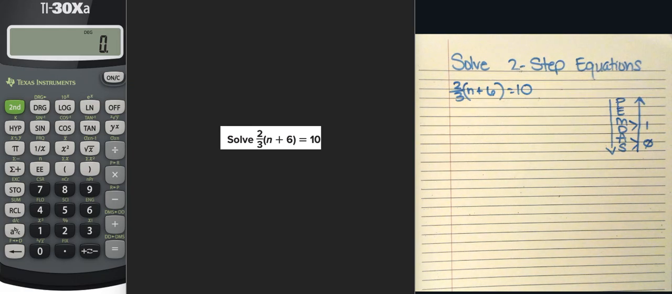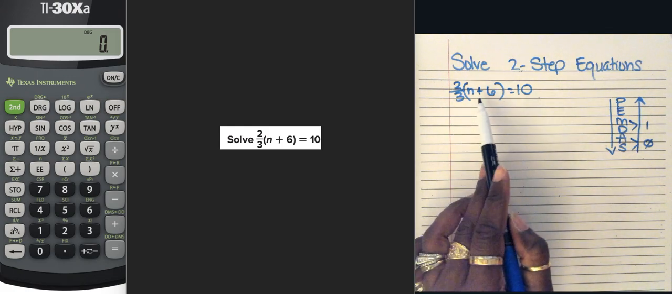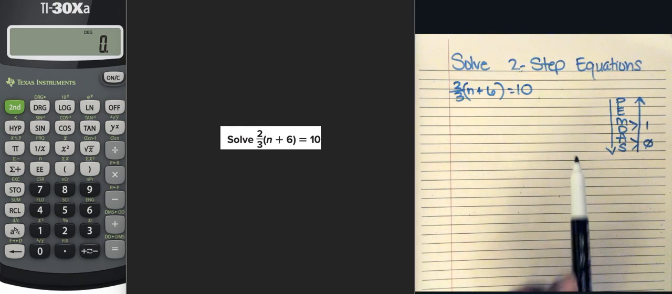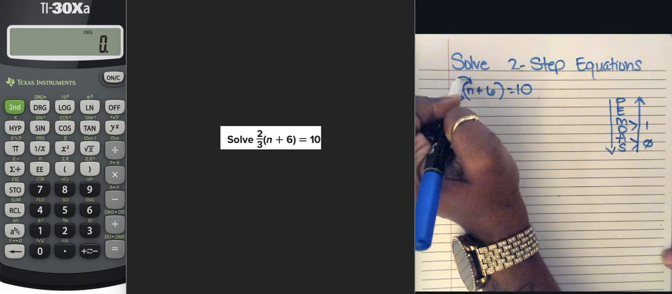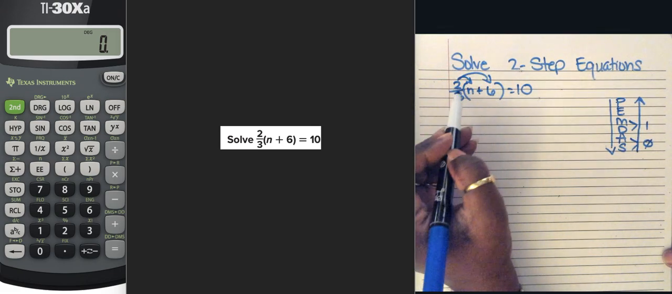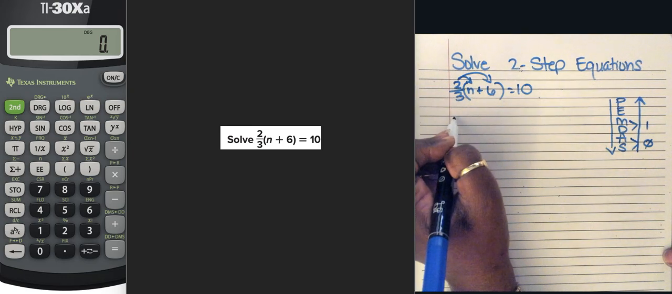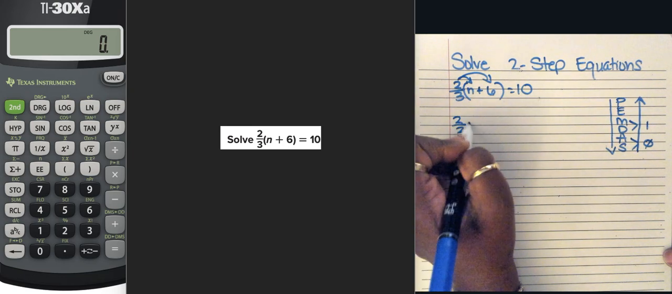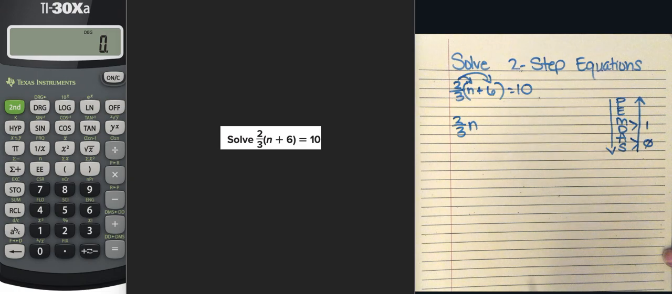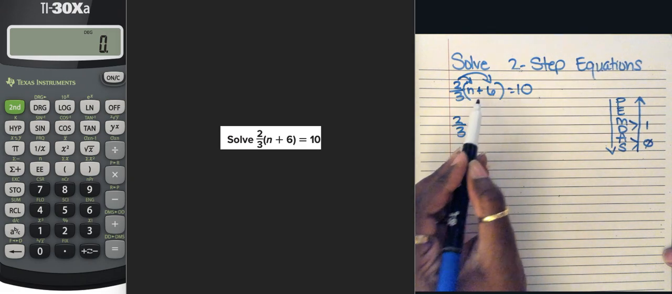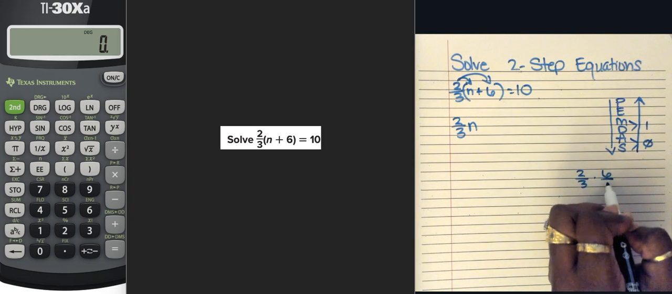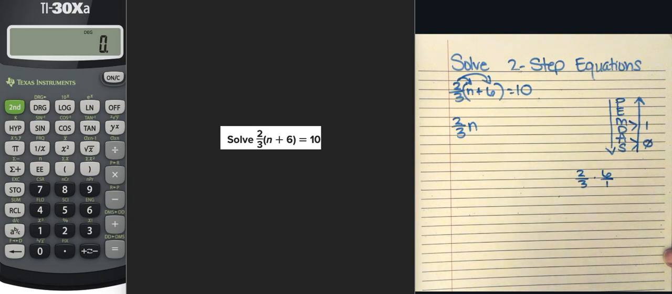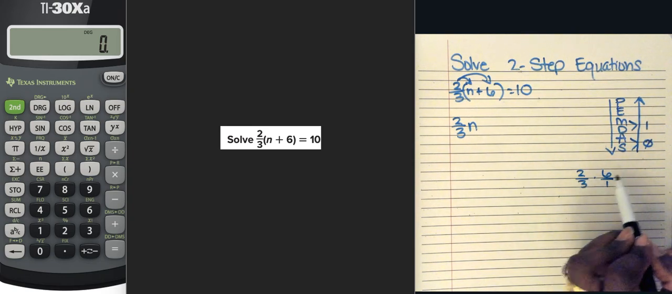All right, so we're working on another example where we're going to solve 2/3 times (n plus 6) is equal to 10. And so first thing we need to do is take care of our parentheses. So in other words, we have 2/3 times n, so that's the same thing as 2/3 n. And then we have 2/3 times 6, so this is the same thing as saying 2/3 times 6 over 1, okay? Now we're going to try to simplify our fractions.